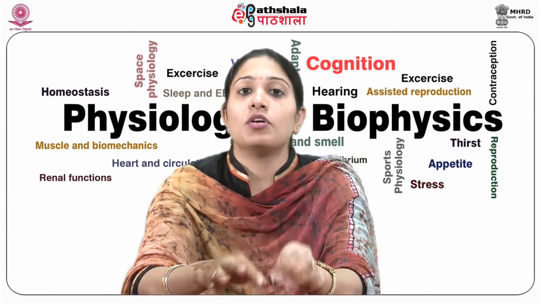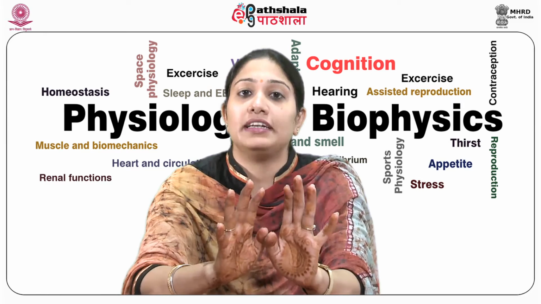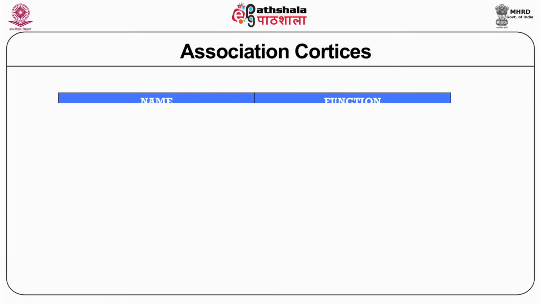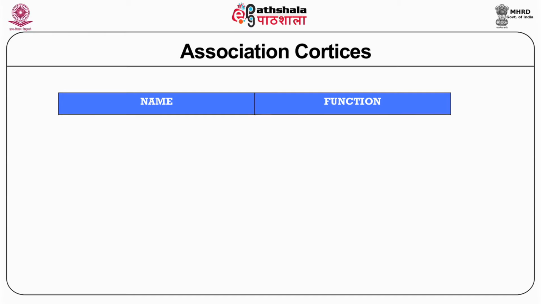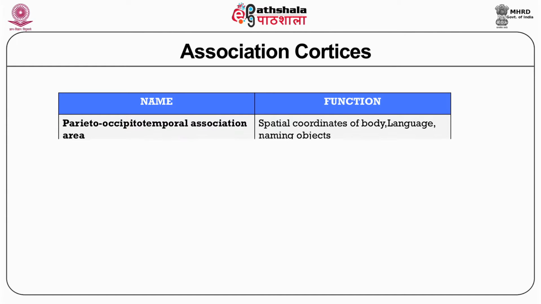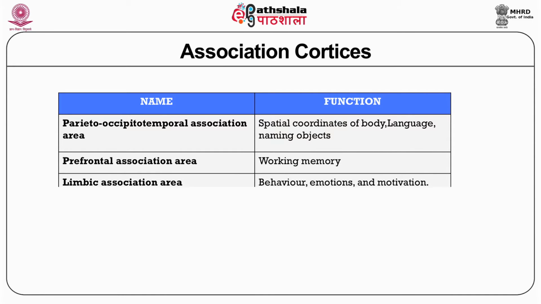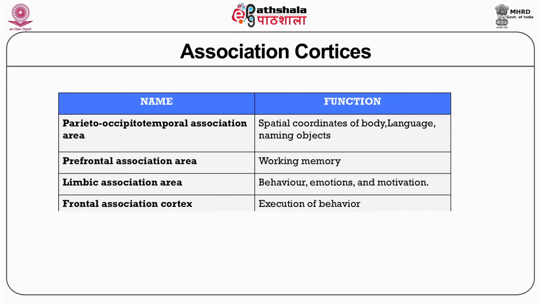Thus, if we talk about their main function, it is integrative abilities. So to name a few areas of association cortices, first is the parieto-occipito-temporal association cortex, which deals with the spatial coordinates of body, language, naming objects. Then we have prefrontal association area, which works with working memory.